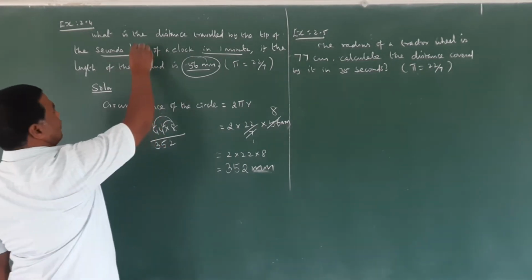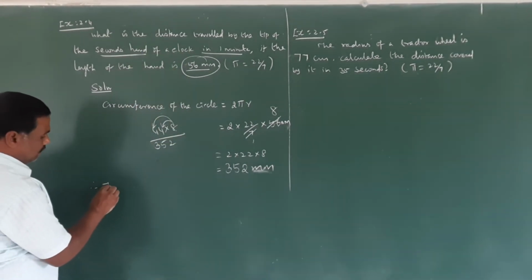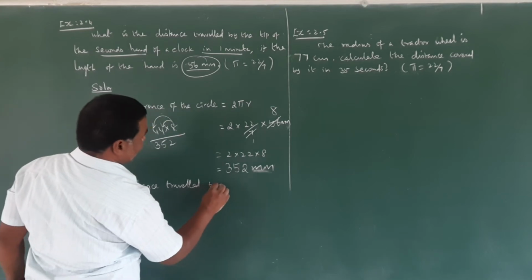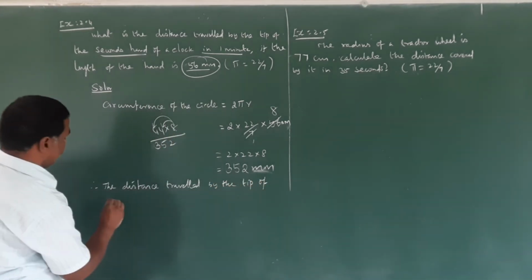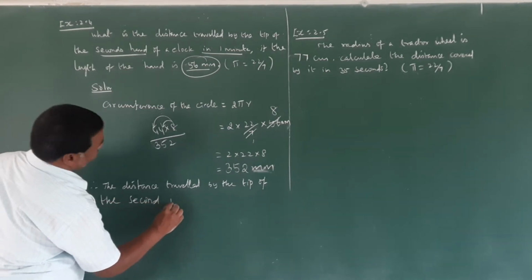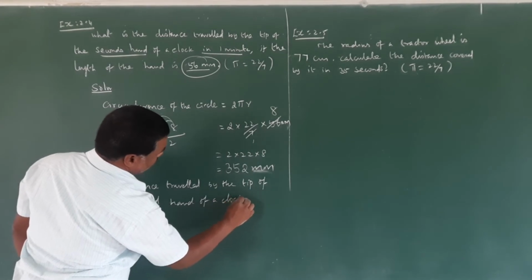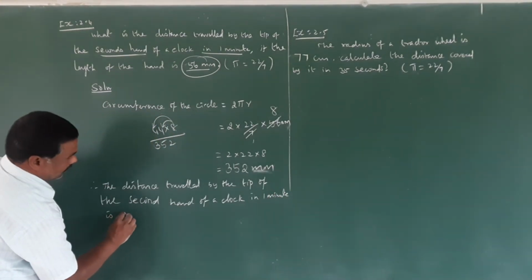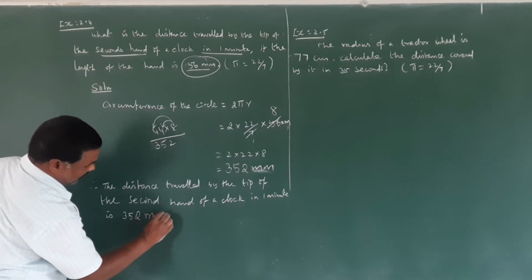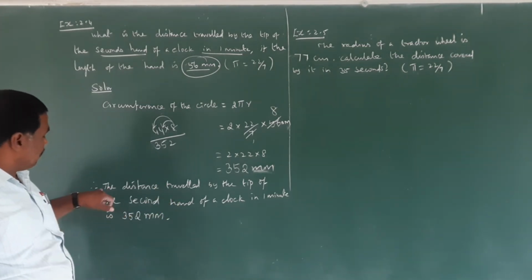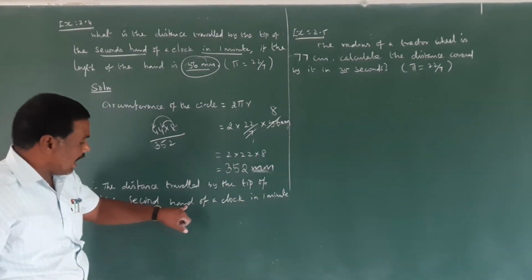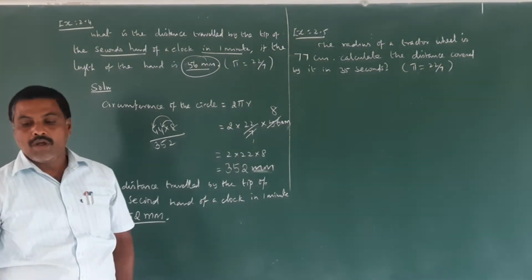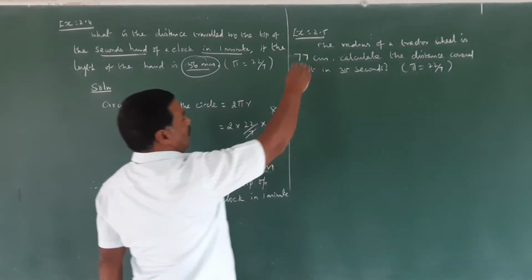Now the final answer: therefore the distance traveled by the tip of the second hand of the clock in 1 minute is 352 millimeter.